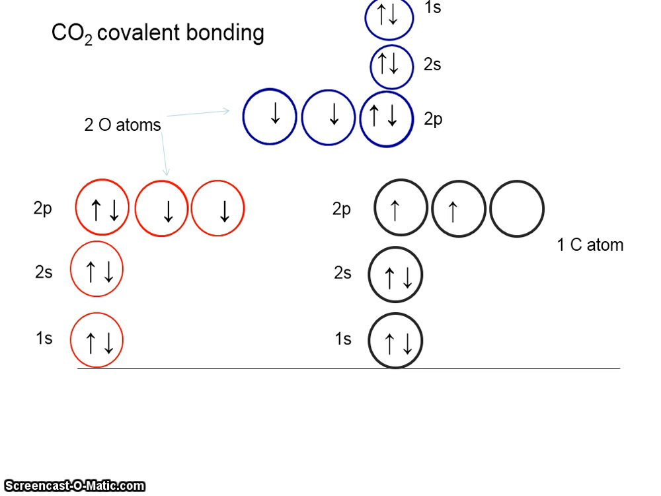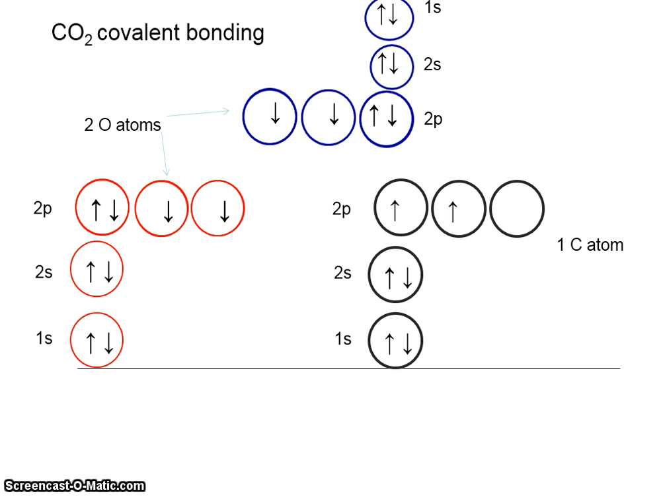Then the formation of the CO2 molecule, carbon dioxide molecule. For this, we are going to look at two oxygen atoms on the left and on the top, two oxygen atoms, and then on the right, the one carbon atom. Now carbon, remember, has only got the two half-filled orbitals, but carbon never bonds in this state. This is the ground state for carbon.